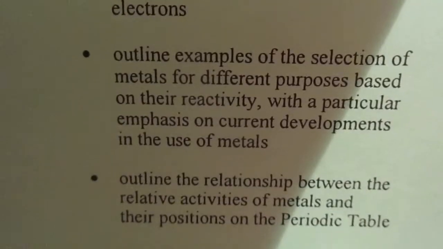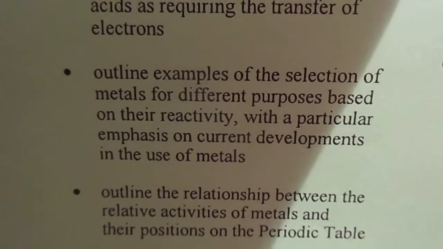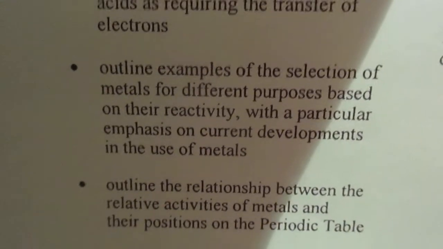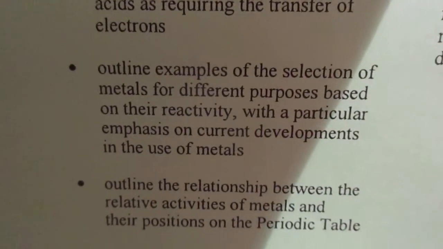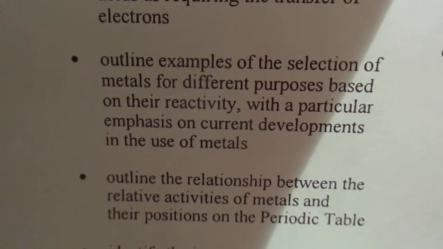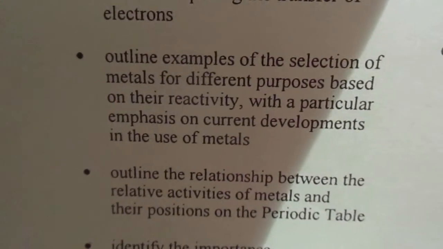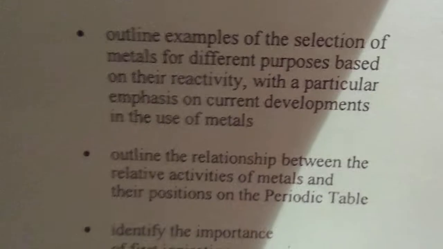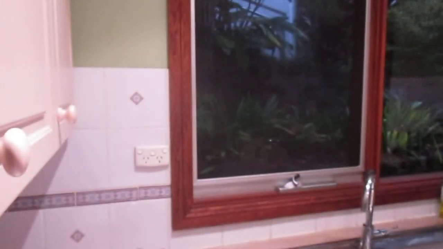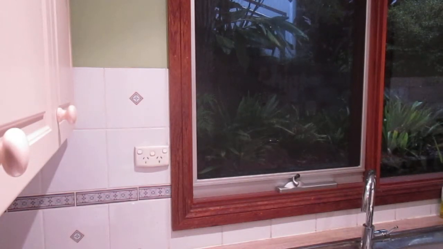Today in chemistry, we're going to look at outlining examples of the selection of metals for different purposes based on their reactivity, with a particular emphasis on current developments in the uses of metals. So in order to do that, we're going to have a look at the kitchen sink and some other things in the kitchen. So reactivity of metals is an important consideration when selecting metals for specific purposes.